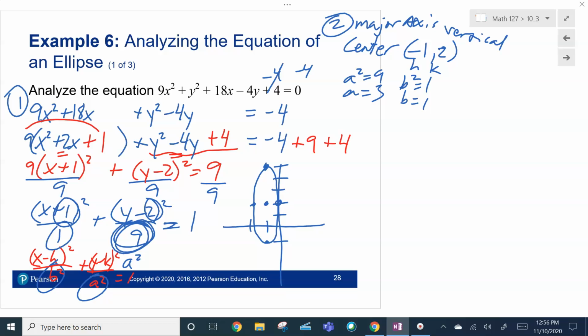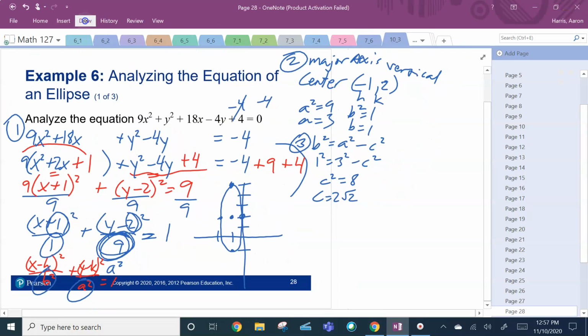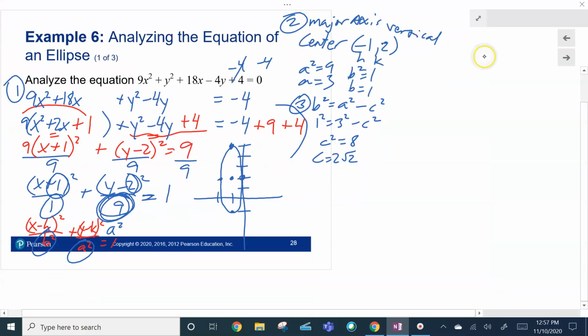But I could find it because we know b squared equals a squared minus c squared. So b is 1, so 1 squared, a is 3, 3 squared minus c squared. So c squared equals 8, so c equals 2 root 2. C is the square root of 8, in other words 2 root 2, or 2.828. So that's where my foci will be.